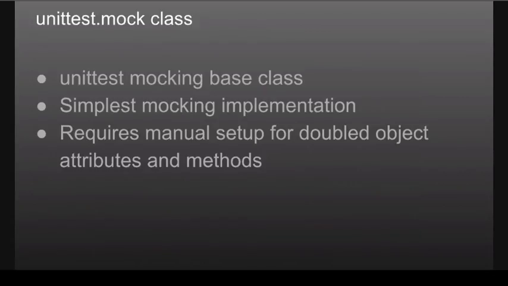Okay, so the stock unit test module in Python has a basic mock class. This is the base class. It's the very simplest mocking implementation. There is actually not a lot to it. You have to manually set up your doubled object attributes and methods when you use the base mock class. Now, this sometimes is desirable if you want to heavily customize the mock object. Say you're a power user and you have a good idea of what you want. You don't want to use any of the defaults that will be in mock subclasses. But generally, I think just avoiding this is fine.